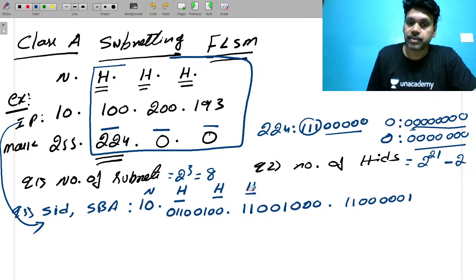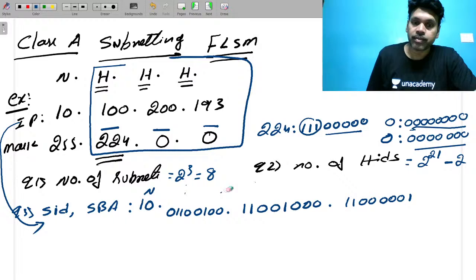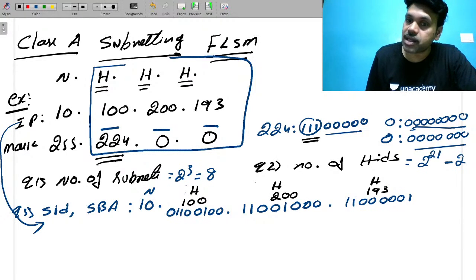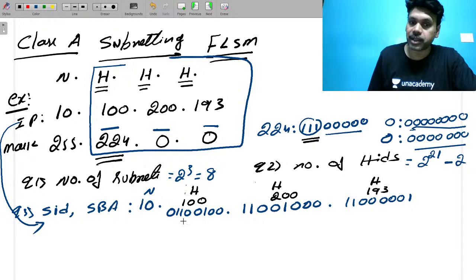Now let us write. So what is this HID? This HID is 100. This HID is 200. This HID is 193. Now identify which bits are subnetted. The first three bits are subnetted. This is subnetted. Give the gap.